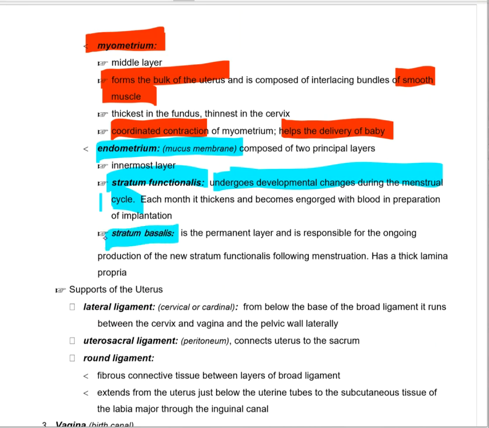There's the basal layer as well. This is the permanent layer, and this is responsible for ongoing production of the new functionalis after menstruation. So after menstruation, we want to build a new layer. Okay.